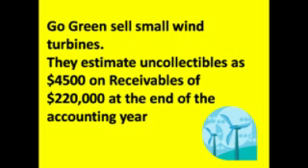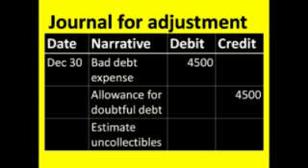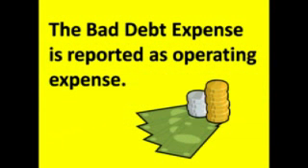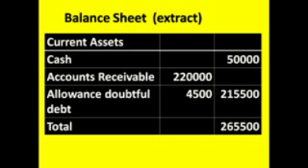Go Green sell wind turbines and their figure is $220,000 for accounts receivable at the end of the period, of which they estimate $4,500 will become uncollectible. The journal entry will debit bad debt expense for the $4,500. It will credit an account called allowance for doubtful debt with the $4,500. This account is a little like a contra account to the receivables account. At the end of the period, the bad debt is reported as an operating expense. The allowance for doubtful debt will appear on the balance sheet.